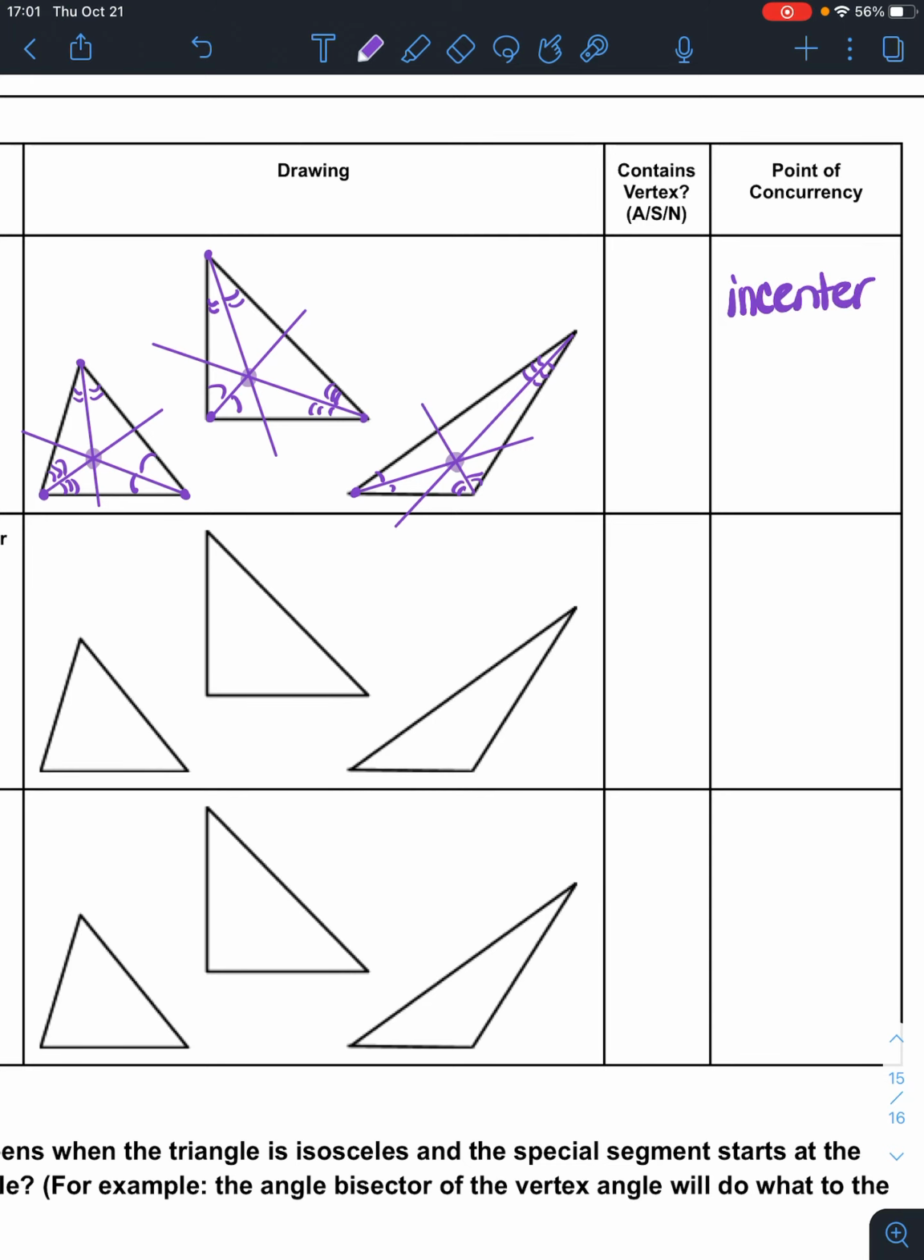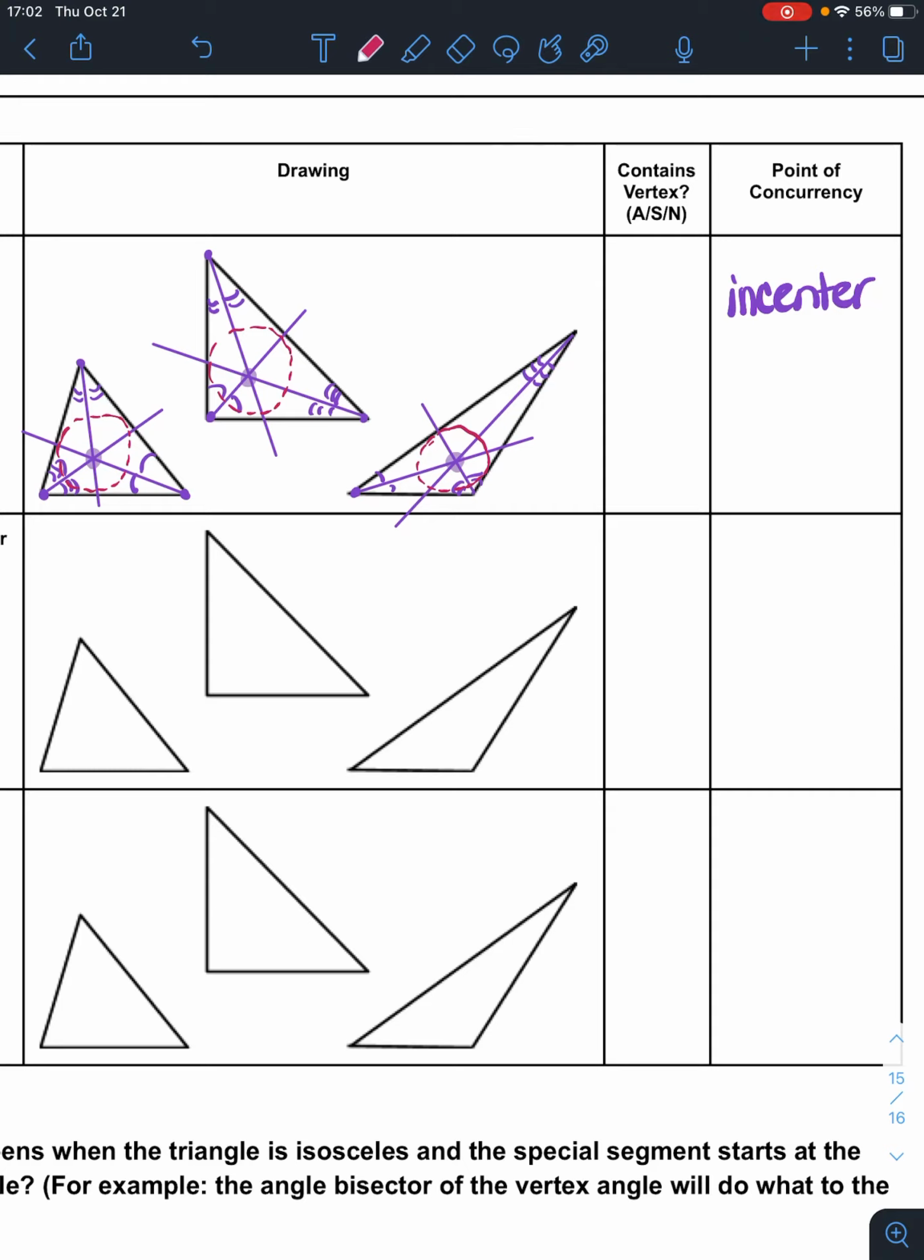Now, what's cool about the incenter is that it is the center of the circle that would fit inside and touch all the sides. Again, they're not drawn exactly to scale, but what this does is give us the center of the circle that I can draw inside. So the incenter gives us that circle on the inside. That's just a cool fact, but it is something that happens when you bisect the angles. You can find the center.